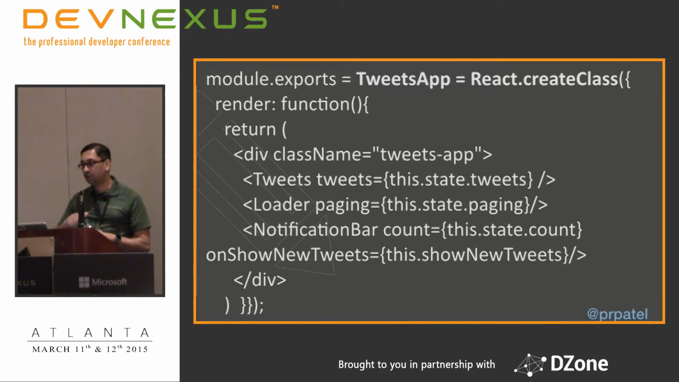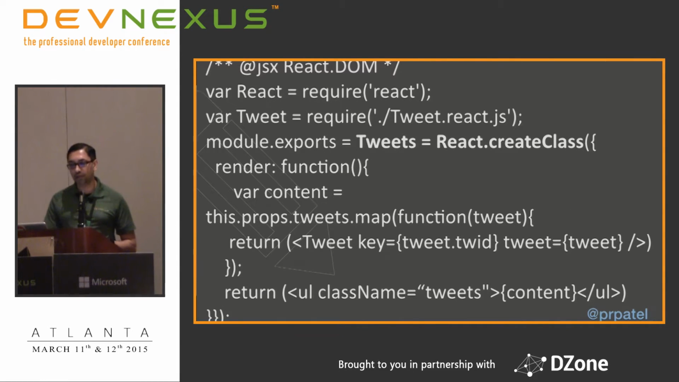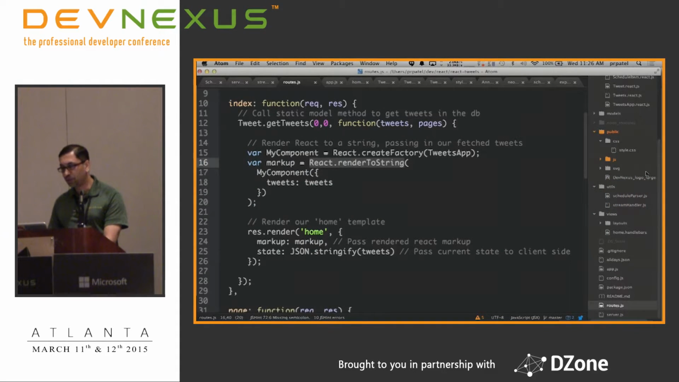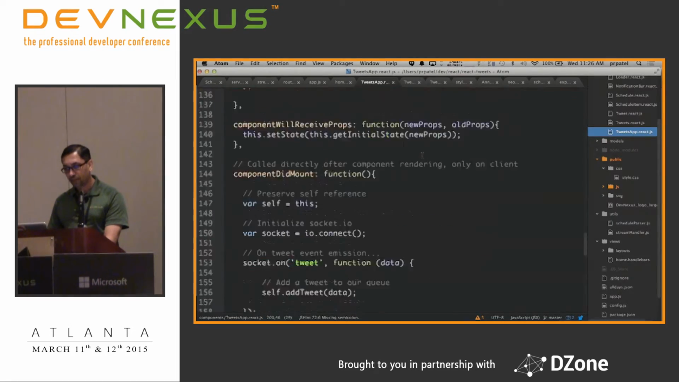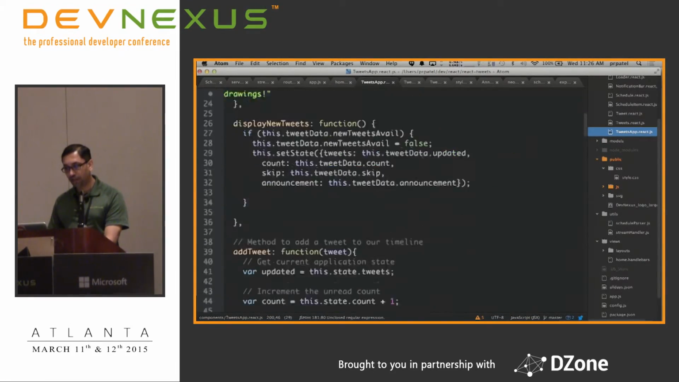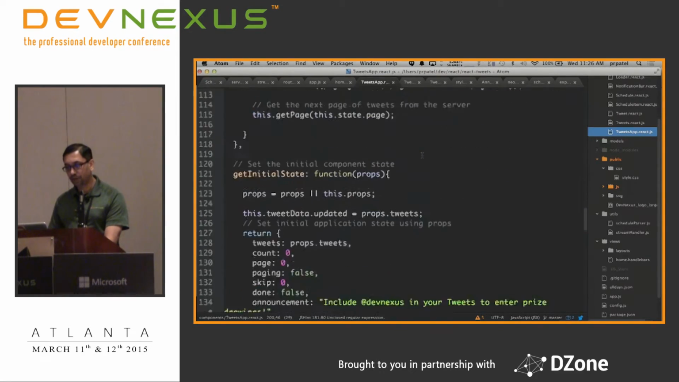So we already looked at the Tweets app component. That was a top level component. We looked at the JSX. We talked about the render. One thing we didn't talk about, let's go back and talk about some of the lifecycle methods really quickly. We talked about a few of them. So these are all my functions. Here's my initial state.